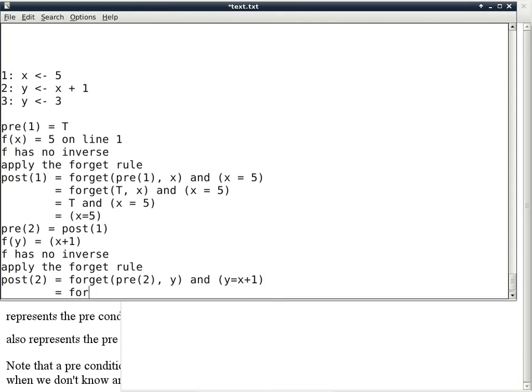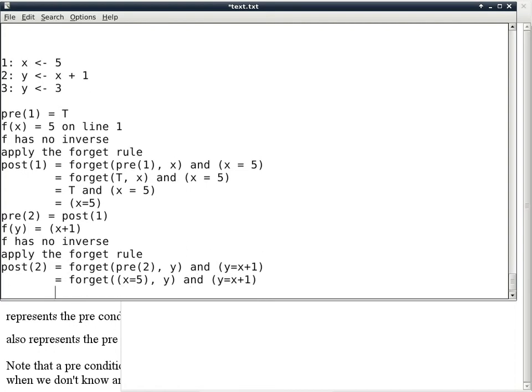So now we just have to look at this and say, what is pre-2? Well, pre-2 is just knowing that x equals 5. Does x equals 5 mention anything about y? No. So we can keep it, because we only want to forget components that have any mention of y. So we can keep x equals 5, the whole thing. And on top of that, we can say y equals x plus 1.